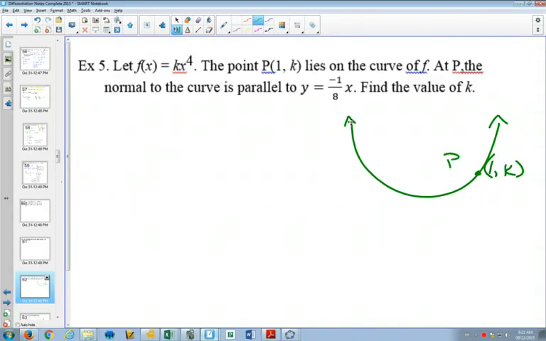the normal to the curve, so I can draw a tangent and I can draw a normal. And we know that the normal is parallel to negative 1/8x. So that tells us that the slope of our normal line is negative 1/8. We need to find the value of k.